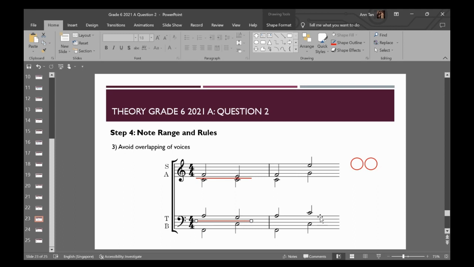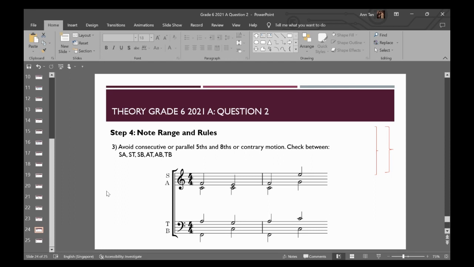For the second example, let's take a look. The alto voice over here in the middle G range is higher than the soprano voice for the previous chord. So this is what it means by overlapping of voices. The alto voice should not be higher than the soprano voice across the entire melody or the chorale that we write. And this happens for all the voices.